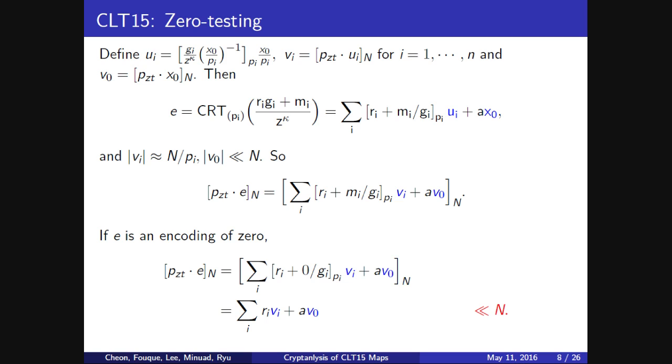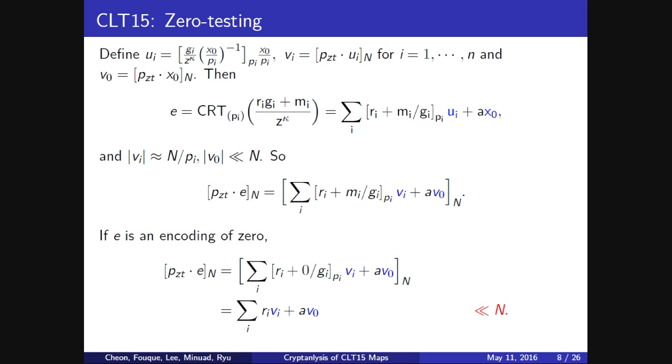Now we move on to the crucial zero testing procedure. We define u_i as follows. Then u_i equals g_i over z^kappa mod p_i, and it equals zero mod p_j. We also define v_i as the product of the zero testing parameter and u_i mod N, and v_0 as the product of p_zt and x_0 mod N. Then the top-level encoding e can be rewritten as a linear combination of these constants u_i and x_0. The size of v_i is similar to N over p_i, and v_0 is much smaller than N. Therefore, the zero testing value of e can be written as a linear combination of v_i and v_0 over N.